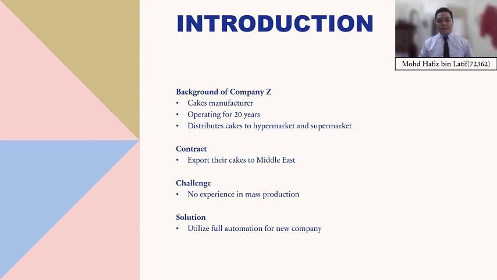Basically, Company Z is a company that manufactures cakes, and they have been operating for 20 years. During that time, they have distributed cakes to hypermarkets and supermarkets. Recently, they received a contract to export their cakes to the Middle East. From the contract, they face one challenge, which is they have no experience in mass production. After they discussed with their group members, they came up with one solution, which is to utilize full automation for the new company, Company Z.